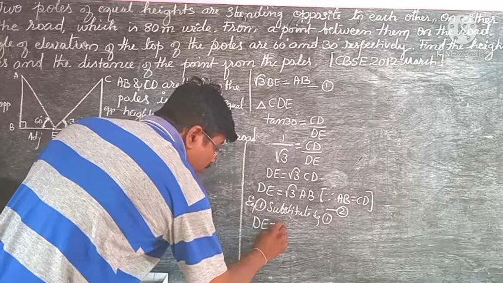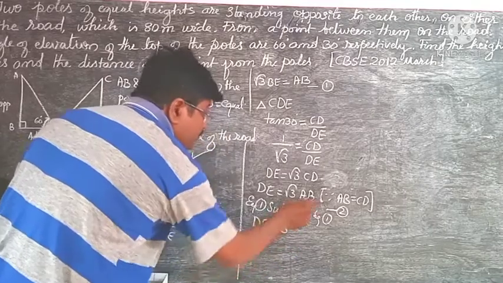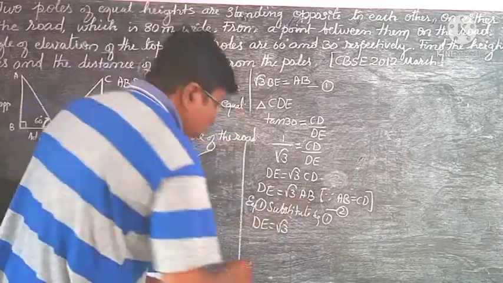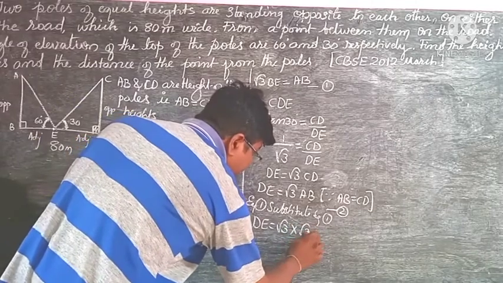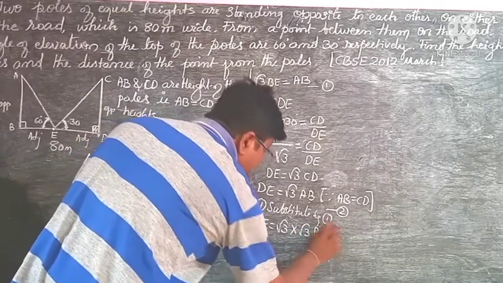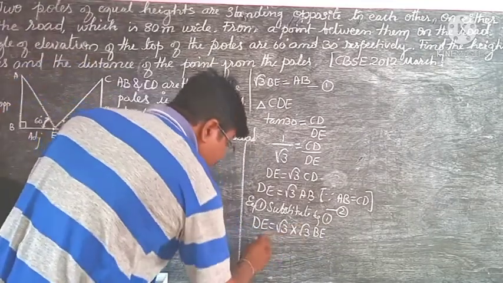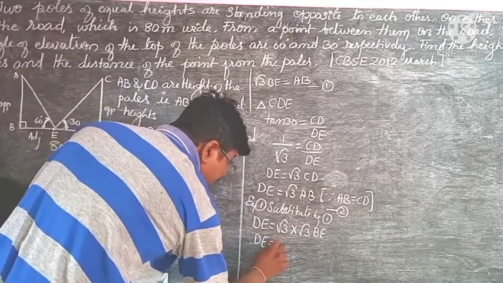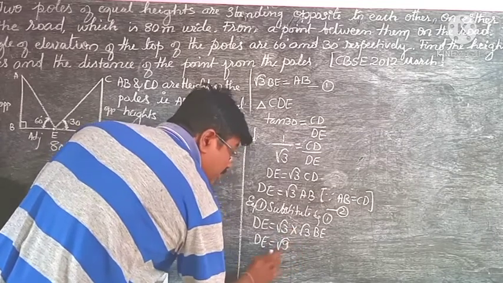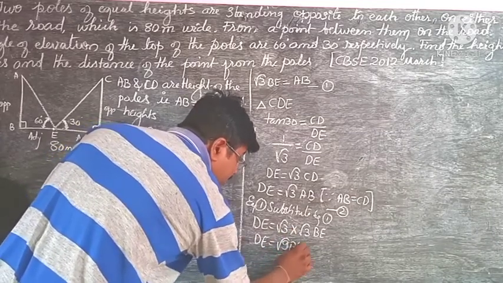DE is equal to root 3 AB. Instead of AB, what do you write here? Root 3 BE. Root 3 BE is nothing but root 3 into root 3, which is root 9 BE.